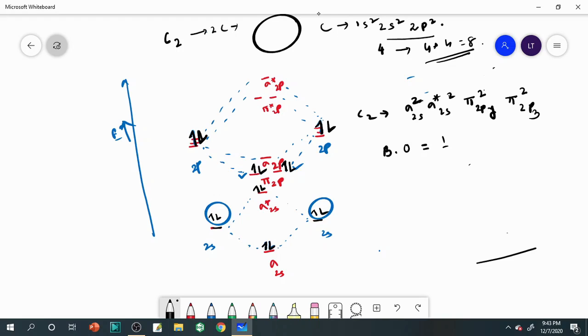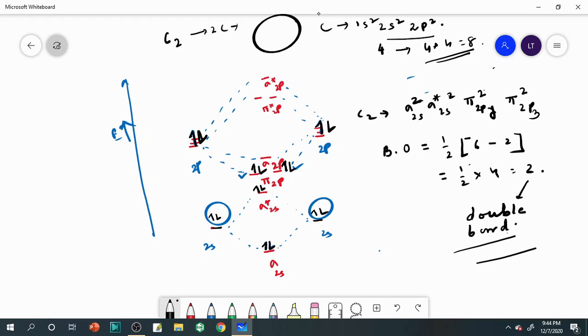Bond order will be half of the number of electrons in the bonding molecular orbitals minus those in the antibonding. You see except sigma star, all are bonding molecular orbitals. So in the bonding molecular orbitals, the number of electrons is 6 and minus 2, so 6 minus 2 is equal to 4. So ultimately half into 4, so 2. So a double bond is indicated and its preparation is possible, at least as per molecular orbital theory.